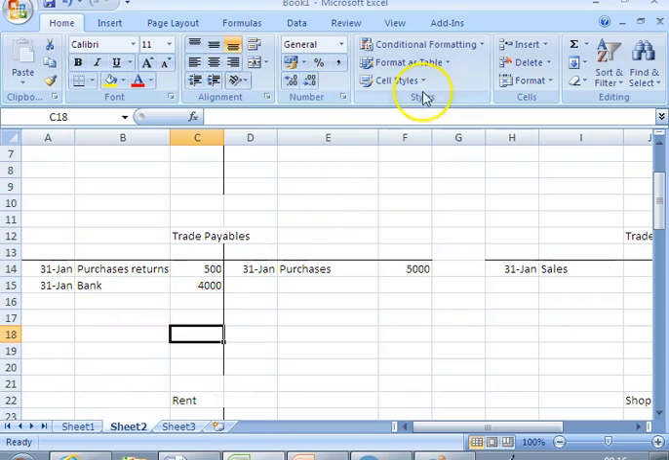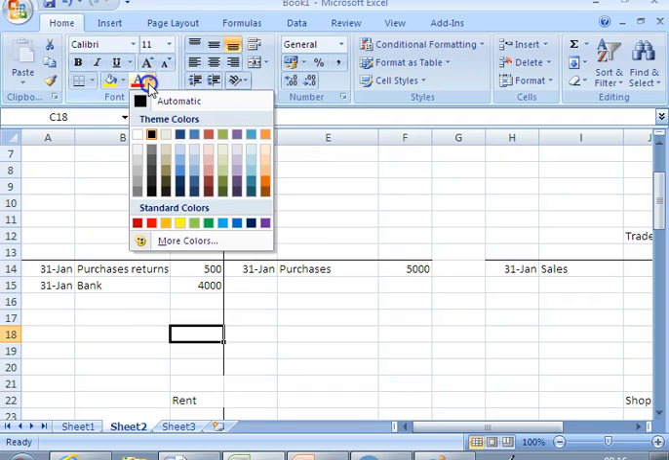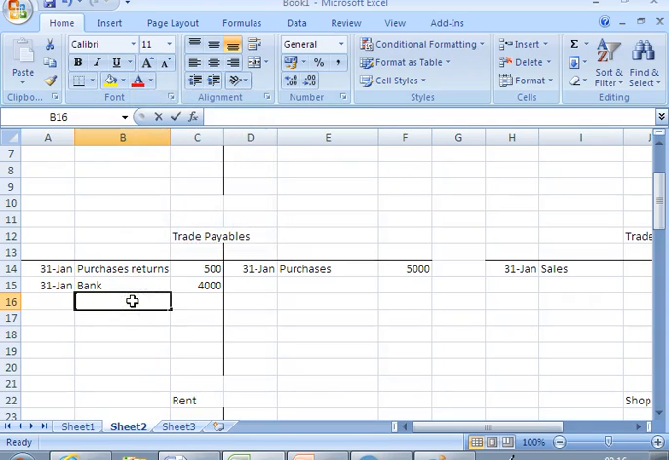I think I'm going to use a different color. I think I can find a different color. I use a red pen. Oh no, that's not a different color.